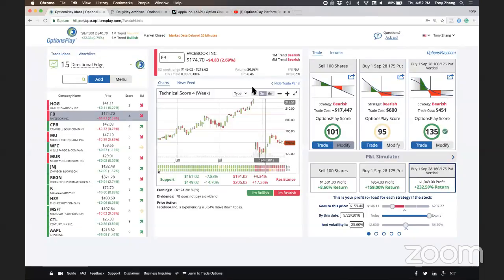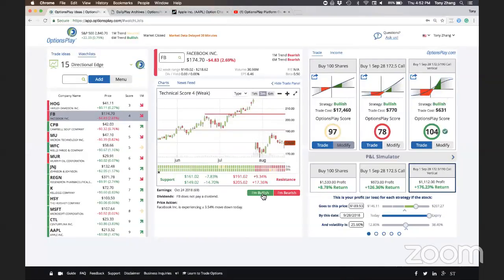David's asking, based on market data, does the platform recommend whether to take bullish or bearish strategies? Yes. Based on our trend indicators, we will default to one of the two strategies. As you can see here on Facebook, because the trend indicators are bearish, we're going to show you by default the 3 bearish strategies, but you can always override this. If you feel like you're bullish on Facebook, you can click on I'm bullish and trade the opposite strategy. We don't have a directional bias. We want to provide you with a balanced view, so regardless of what your views are, you can use our platform for that.